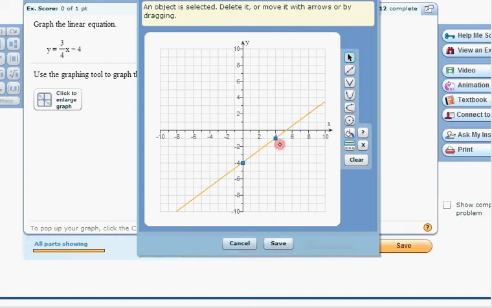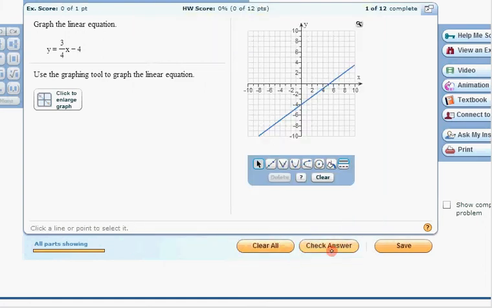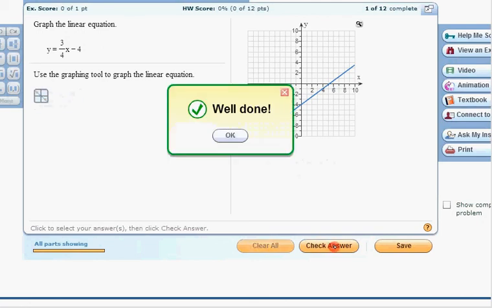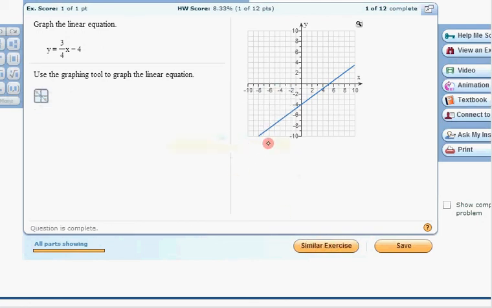Once you get the second dot down there, MyMathLab just automatically draws the graph. Then you hit save, and then you hit check answer, and keep your fingers crossed. You get the old pat on the back. So that's how you do it. You find two ordered pairs by plugging in any x value you want. Once you've got the two ordered pairs, then go to the graphing tool and plot them.